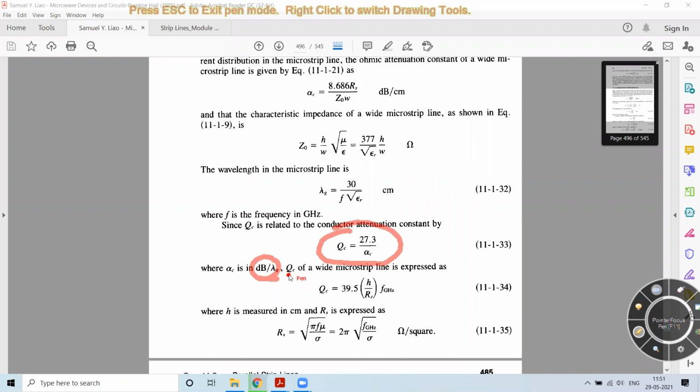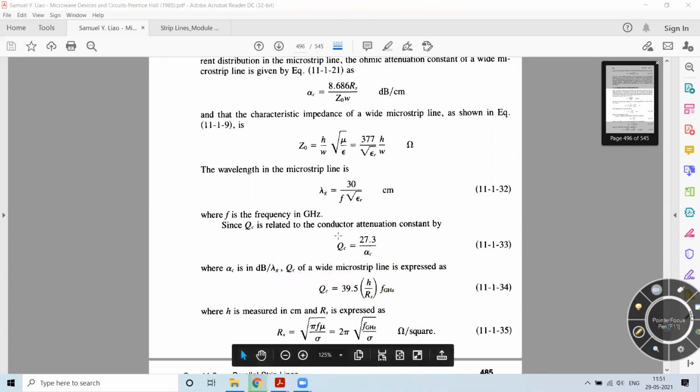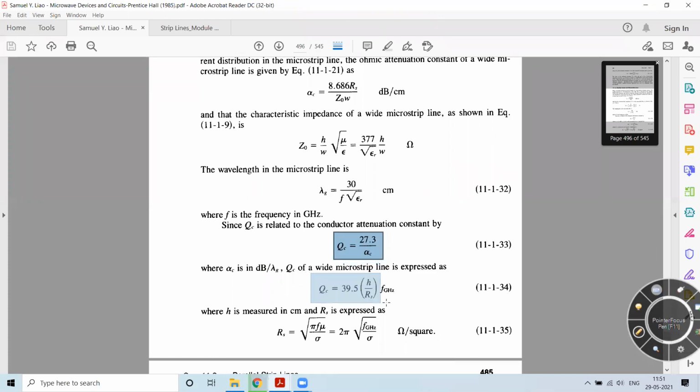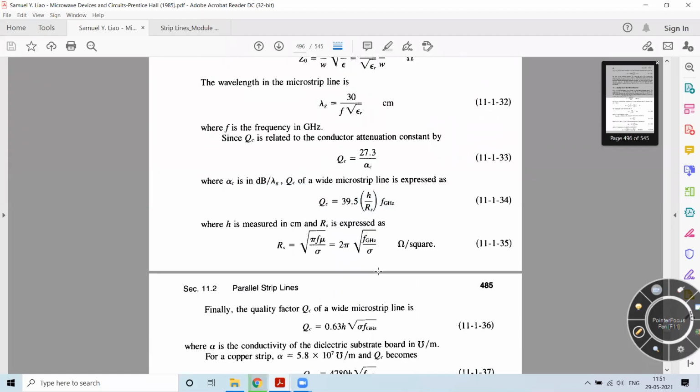When you substitute those parameters and simplify QC for the wide strip, that is, W much greater than H, the quality factor for the conductor turns out to be 39.5 into H by RS. This is when alpha C is in dB per centimeter, and this equation is when you specify alpha C in terms of dB per lambda g. So these are the two representations we will be having.